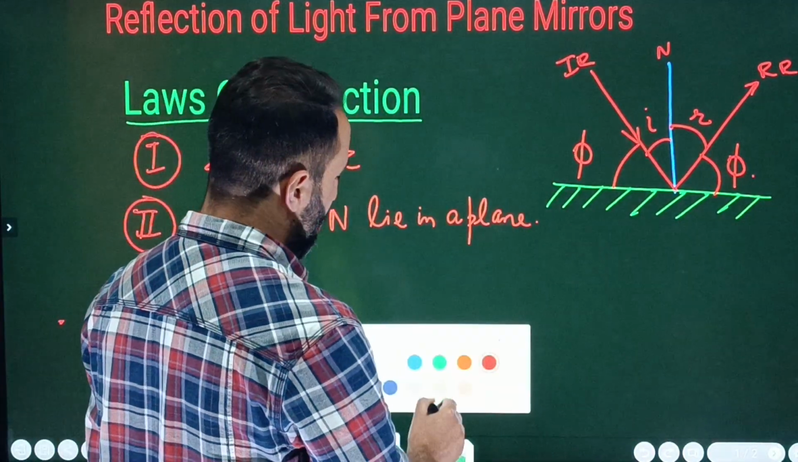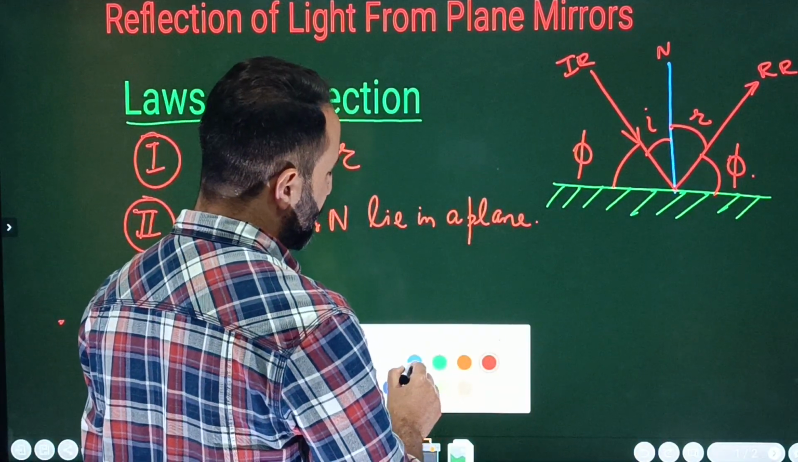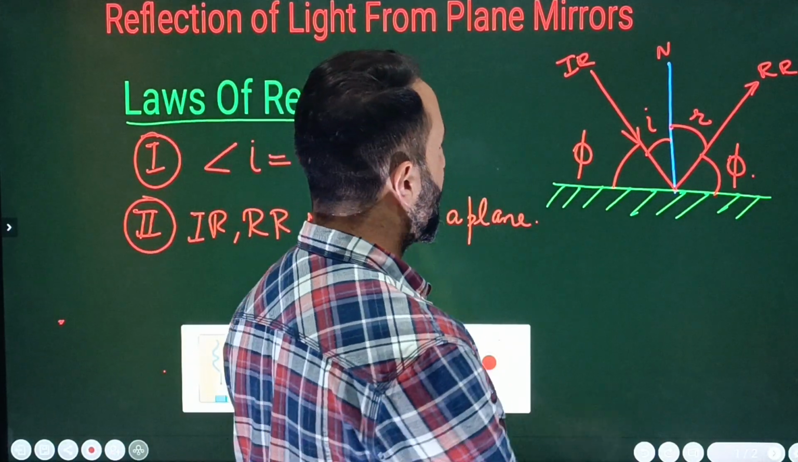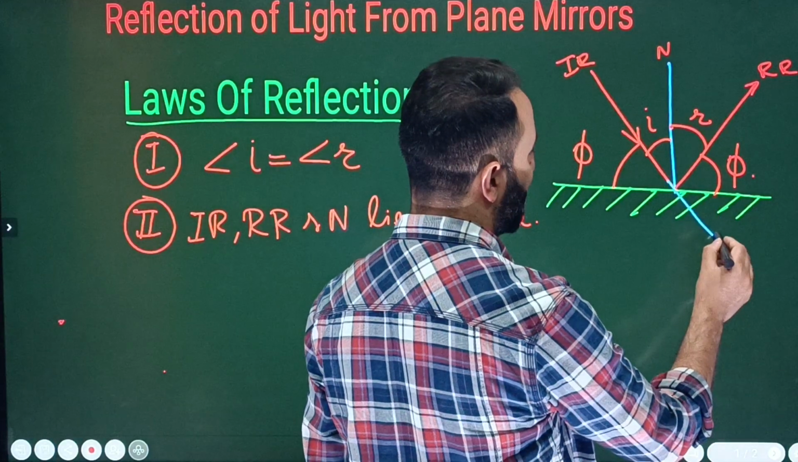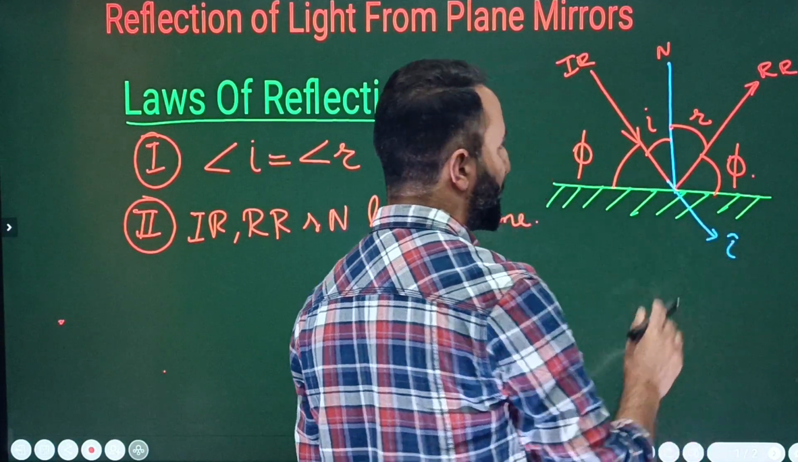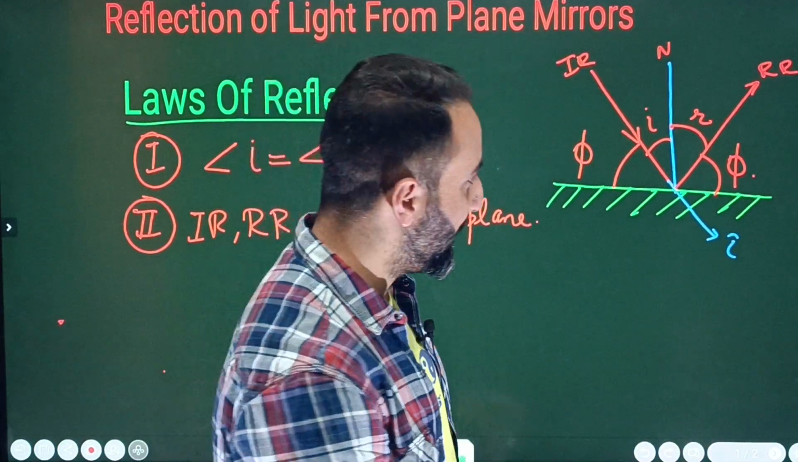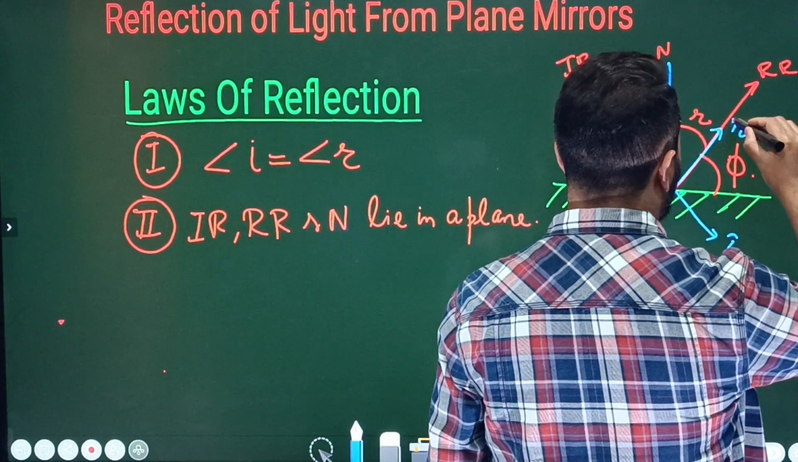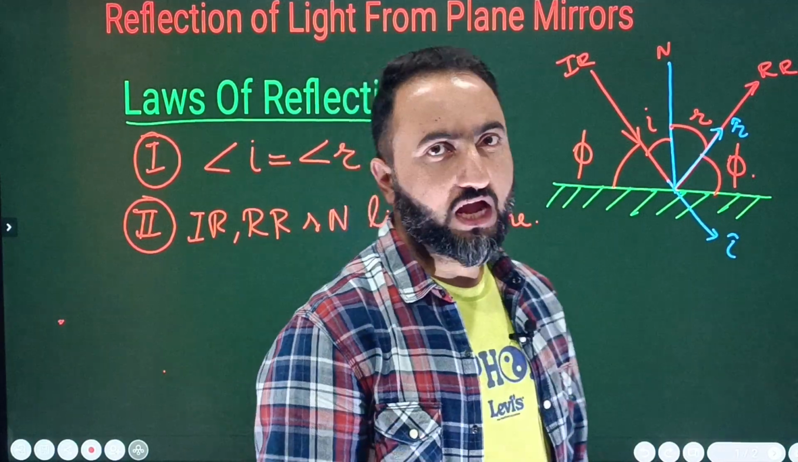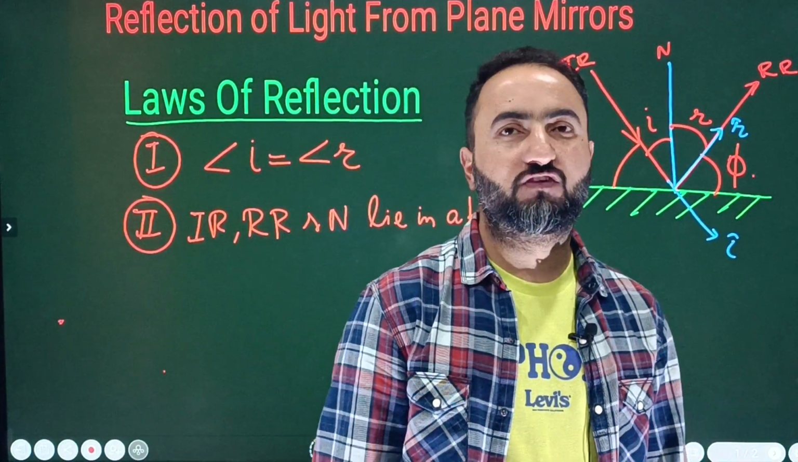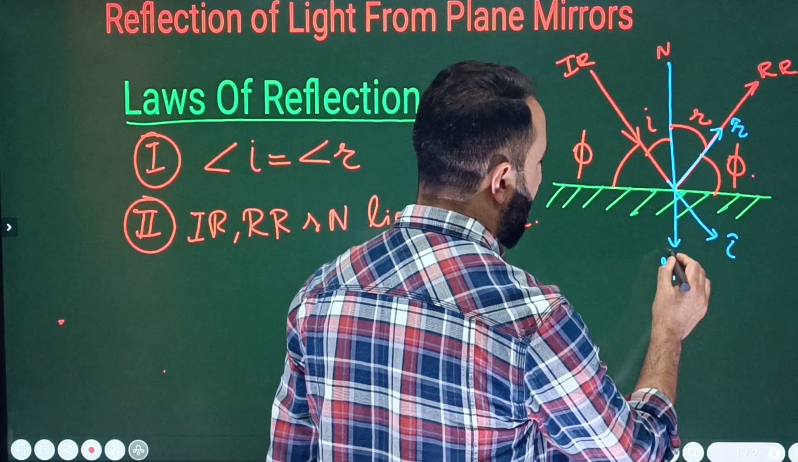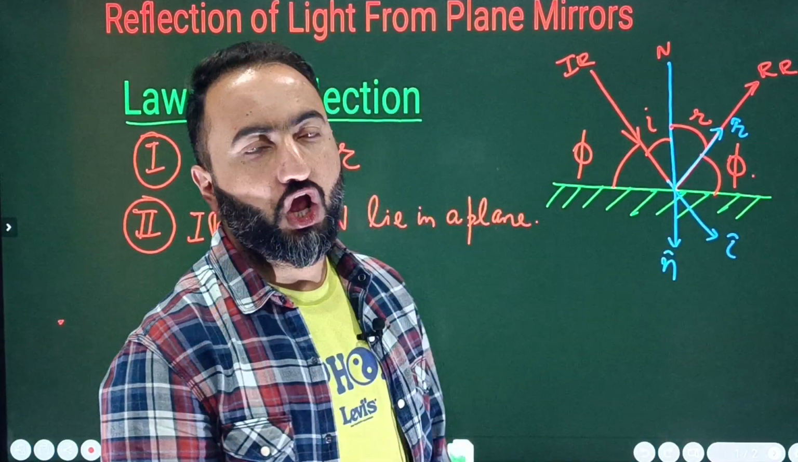For that, I will define three unit vectors here. One unit vector along the incident ray is like this, and that's i cap. What is this i cap? It's the unit vector along the incident ray. And here I will define one more unit vector, that's r cap. And what is this r cap? r cap is the unit vector along the reflected ray. Great. And then there is this n cap, and what is this n cap? This n cap is the unit vector along the normal.